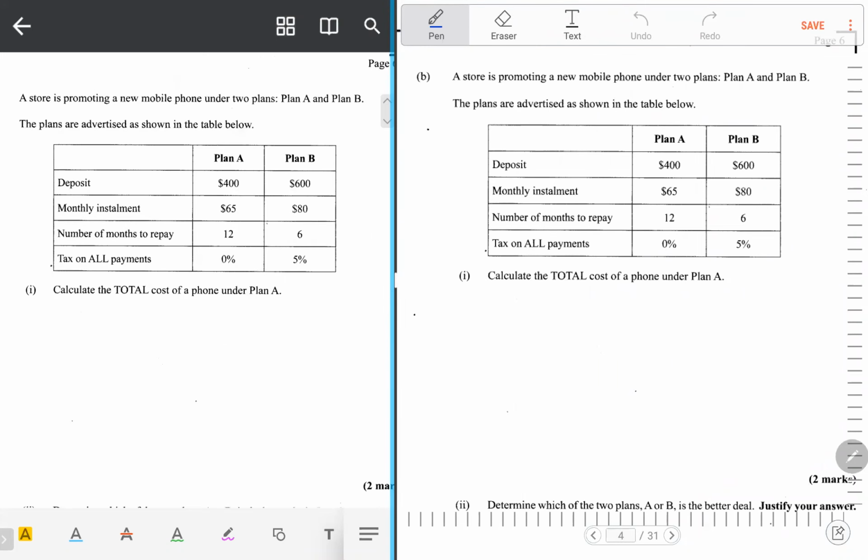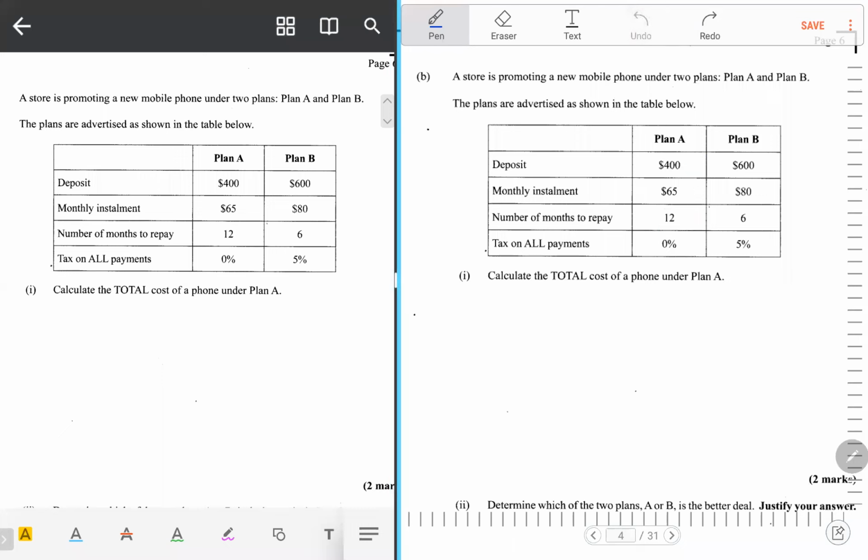So this question says, a store is promoting a new mobile phone under two plans, plan A and plan B. So the plans are advertised as shown in the table. So this is plan A, and this one is plan B, two plans. So there are two plans under which you can buy the phone. Under plan A, you make a deposit of $400, then you pay monthly $65, and you do that for 12 months, and then you don't pay any tax. There's no tax that you pay. All right, so that's how you get the plan A phone.